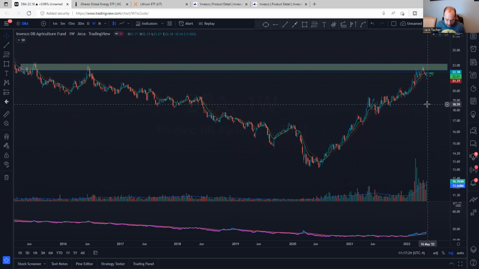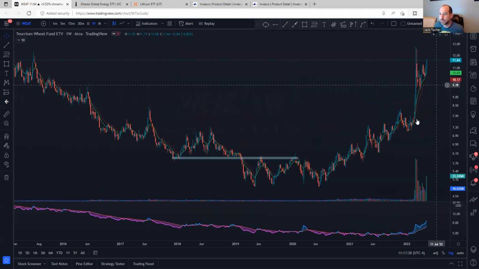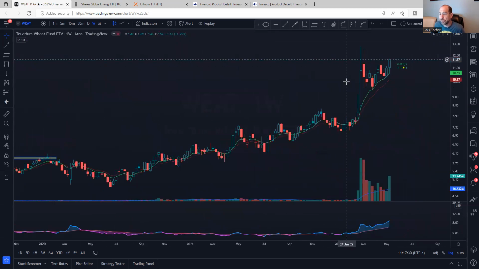I liked wheat. Oh, did I do wheat? I forgot wheat. Here's wheat. So there's wheat by itself. So it's just one piece of DBA, but look at this, man. It had this giant move, kind of consolidation flaggy look thing, and now it wants to move higher. Looks really, really good. So that's wheat. And that's what I got for you.